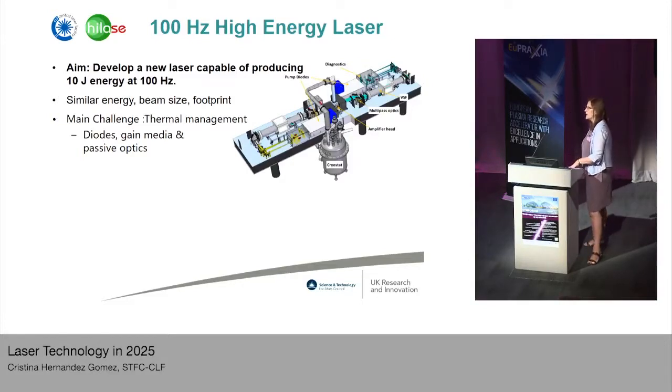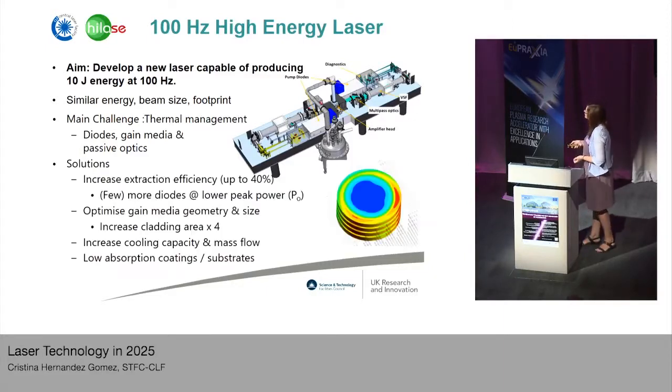Well, when we started increasing the repetition rate, we started with 10 joules. So we decided to aim at the same prototype, to develop a prototype delivering a modest amount of energy at 10 joules, but that is now operating at 10 hertz. And now we want to keep it at the same footprint as the current system. But of course, you have a lot more heat, so you need to look at how you cope with the heat in the gain media, how you cool it, how you deal with the different optics, and what diodes you use.